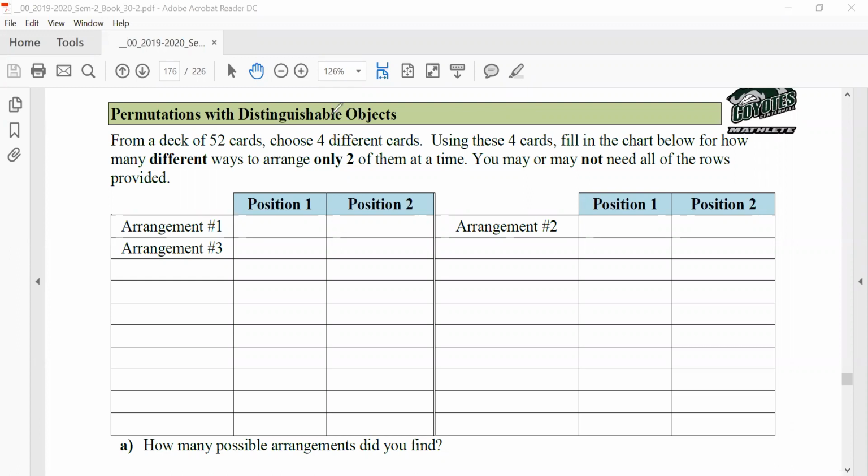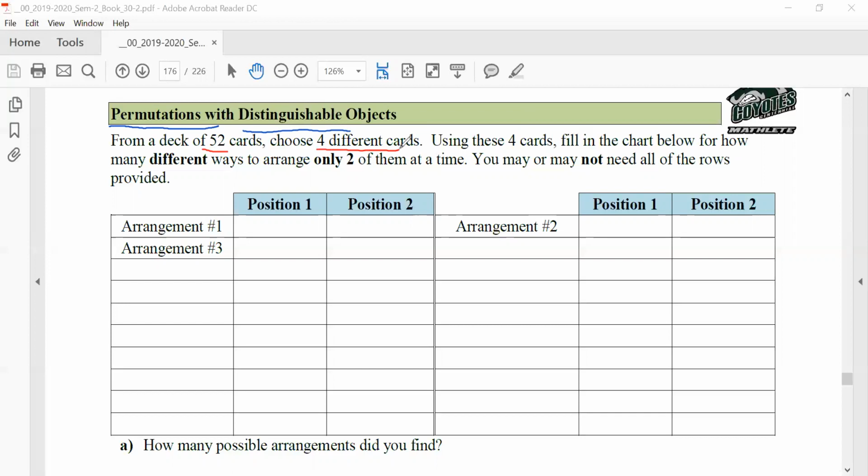And what we learned was a permutation is when order matters, and a distinguishable object just means I can tell the difference between them, nothing too special. So let's try our first example here. Again, I'm giving you a deck of cards. We're choosing 4 different cards, and we're going to fill in the chart below.